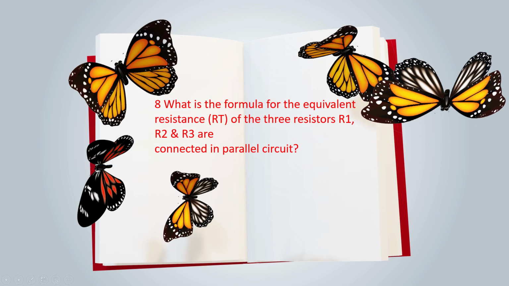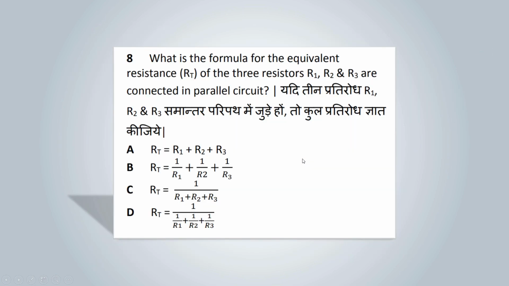What is the formula for the equivalent resistance RT of the three resistors R1, R2 and R3 connected in parallel circuit? So friends, if the resistors R1, R2 and R3 are connected in parallel, to find the total resistance, we use the formula RT equals 1 upon 1 divided by R1 plus 1 divided by R2 plus 1 divided by R3. This is the formula.